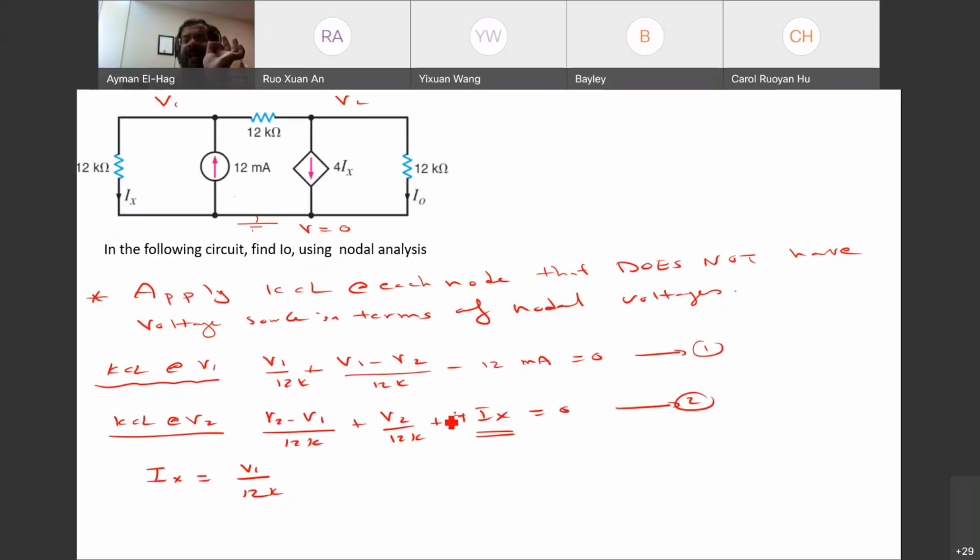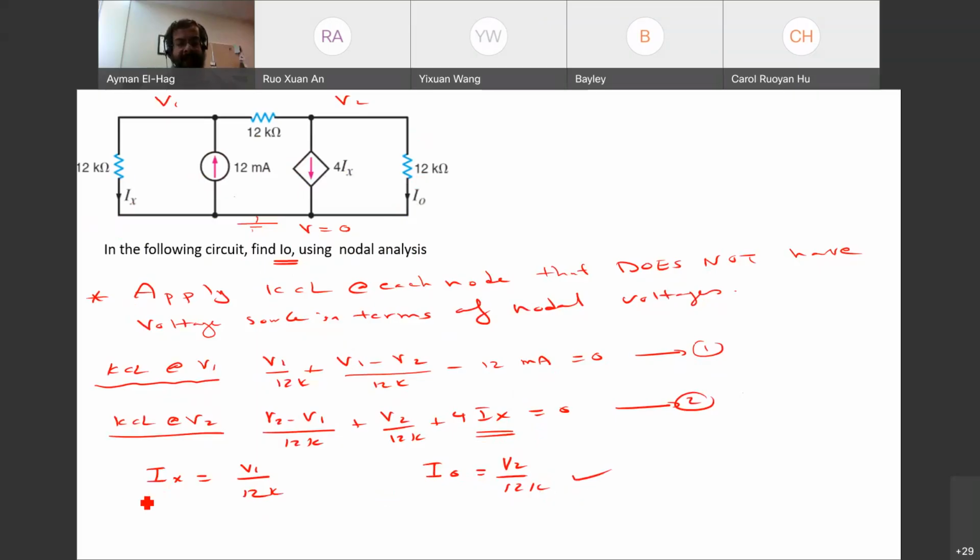So your first task is to find all nodal voltages. Now we found them. Now let's read the question. In the following circuit, find I0. So the question is asking for I0. Your I0 is this current, which is V2 over 12K. You already found V2 before, so then you can find I0.